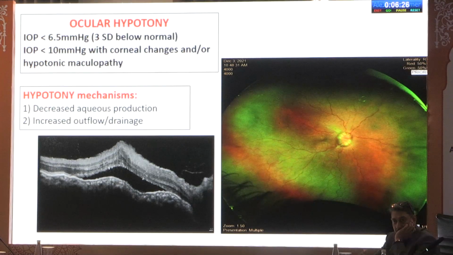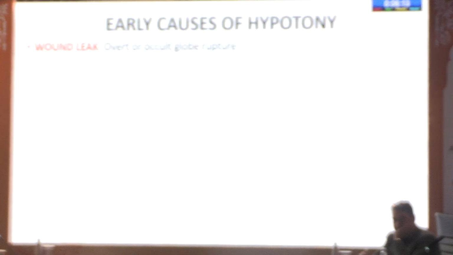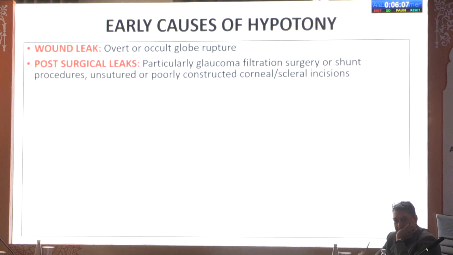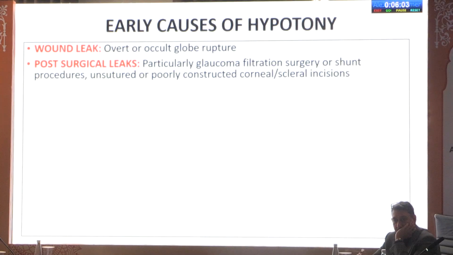And typically, as far as the mechanisms are concerned, there are 2 broad groups: either less aqueous is being made, or more is leaving. So less production or increased aqueous outflow. So if you want to look at the early causes of hypotony, wound leak, which could be an overt or an occult globe rupture. This is in cases of trauma. You can have post-surgical leaks, particularly our glaucoma filtering surgeries or our shunt procedures.